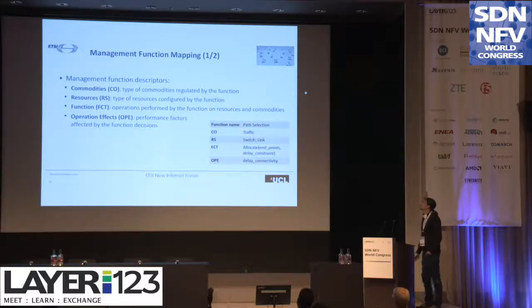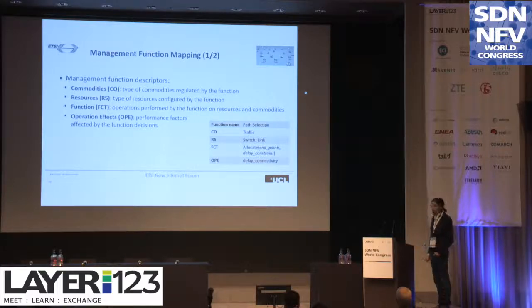So the management function mapper has 2 components. Again, I'll show those in the next slide. But in the same way that we have descriptors for services, we have descriptors for management functions. So there's four fields. The example here is for a path selection function.